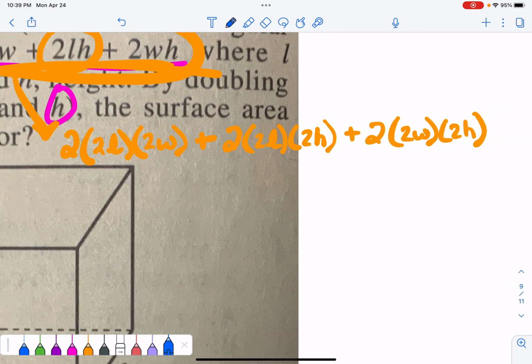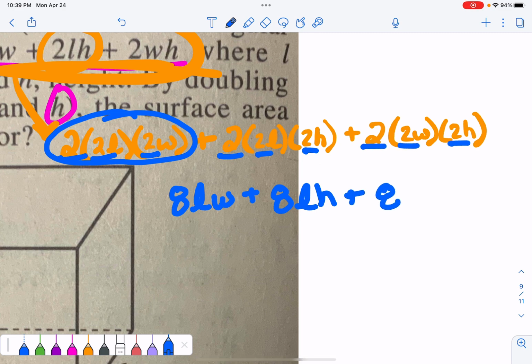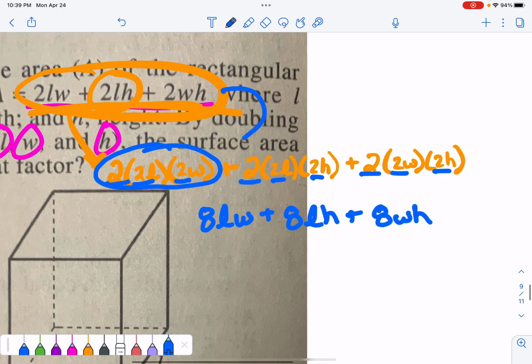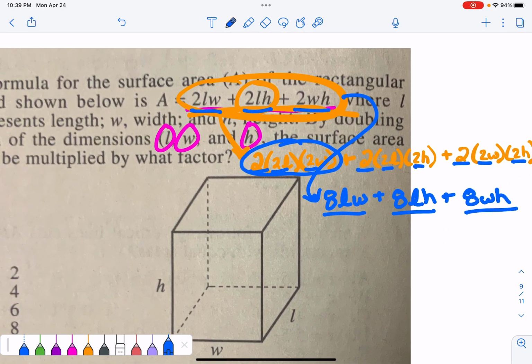So if I multiply all of these together, 2 times 2 times 2 is 8LW, plus 2 times 2 times 2, there's another 8LH, plus 2 times 2 times 2 is 8WH, right? So I have that going on. Now, if we just compare this formula to this one, this was 2LW, 2LH, 2WH. This is 8LW, 8LH, 8WH. Going from one to the other, we are actually multiplying by 4.